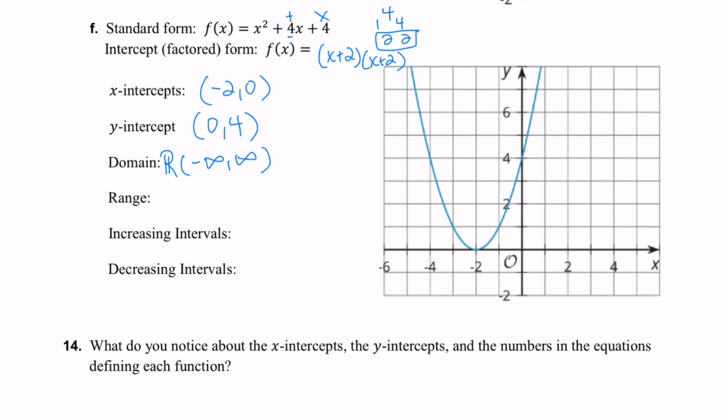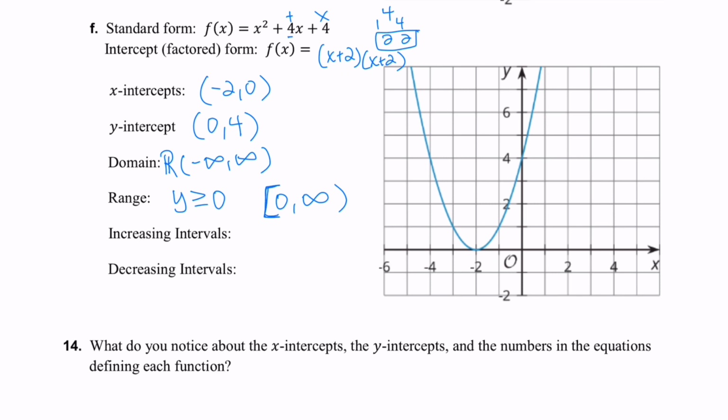My range is going to start at 0 and go up forever. So we could either say that y is greater than or equal to 0, or it's going from 0 to infinity. Now we never hit infinity, so we put a parenthesis, and 0 is part of the graph, so we're going to actually put a bracket on 0.